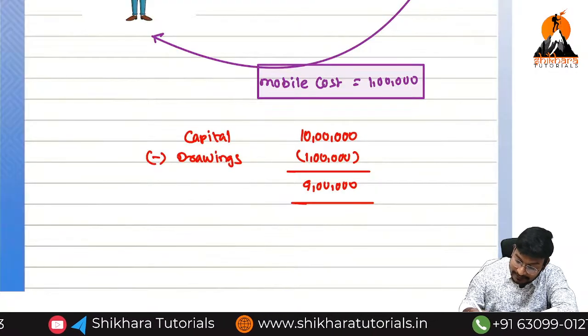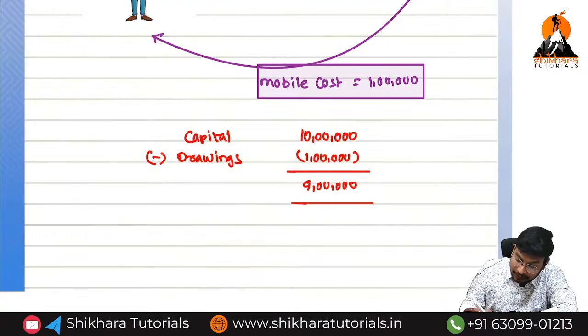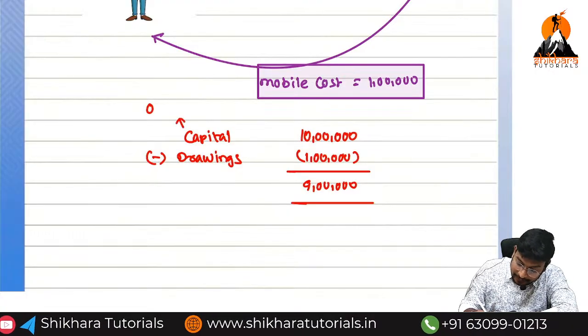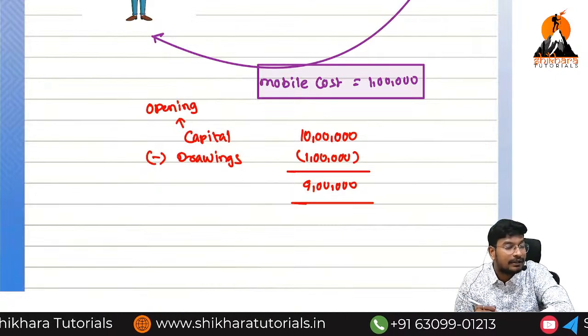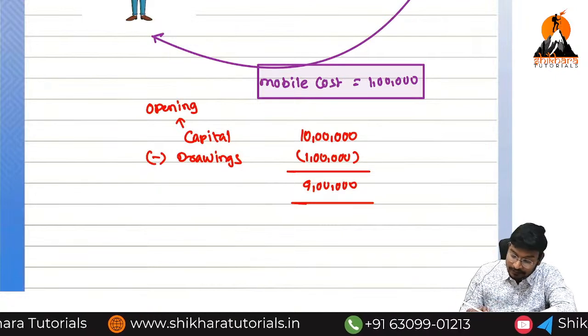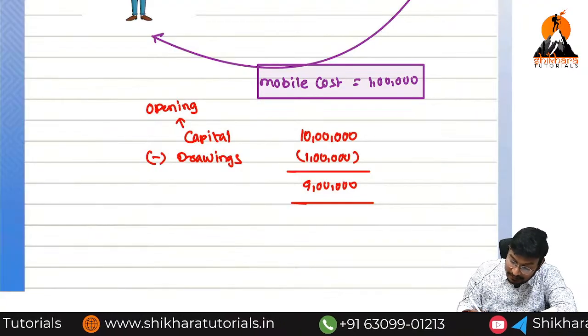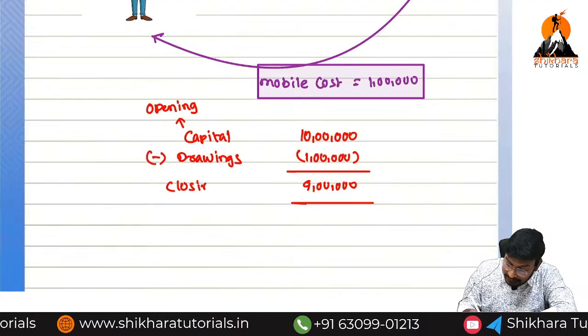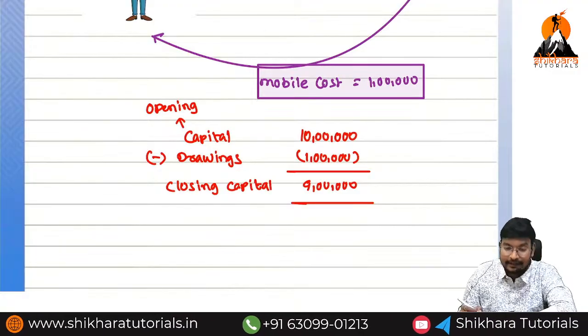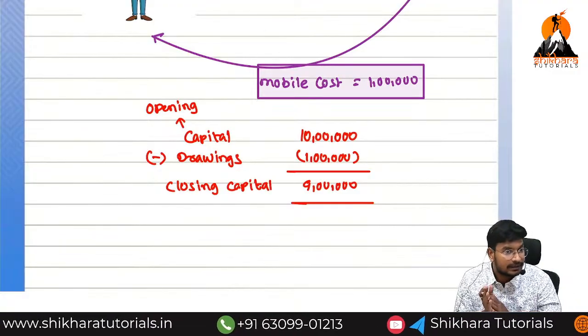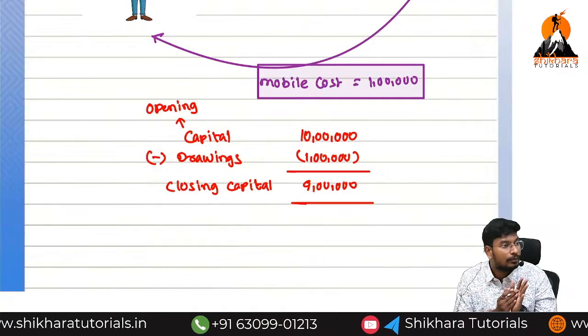Then this capital, we are going to call it opening capital. This capital is called what? Opening capital, nothing but initial capital we can call. Then 9 lakh rupees is called closing capital. The 9 lakhs is called closing capital, and 10 lakh is called opening capital.